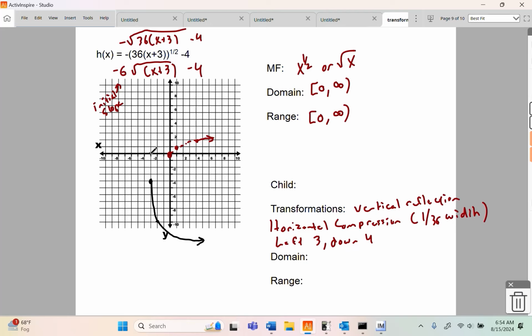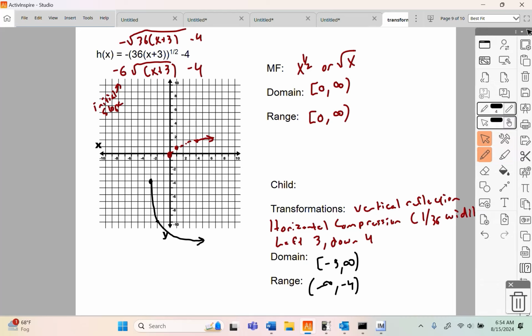Her domain now, her low x values where x is -3. And then she runs right to infinity. And her low y value is -infinity, and she rises to -4. So there you go, kiddos. It's not that bad. It's really not.